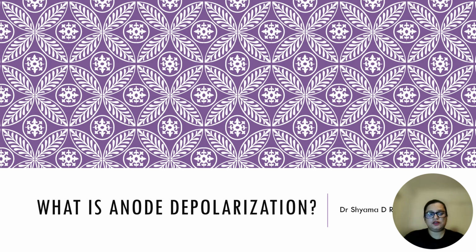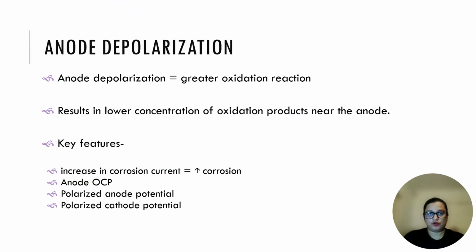This is a topic which is a bit of electrochemistry and has its relation to CP. So I thought I should talk about it from a scientific understanding point of view. So, what is anode polarization?